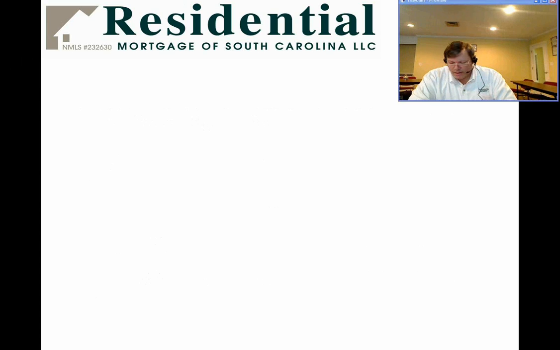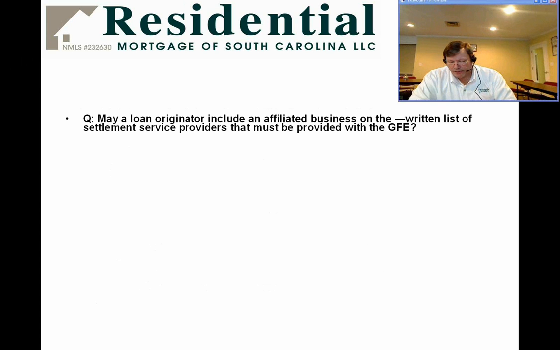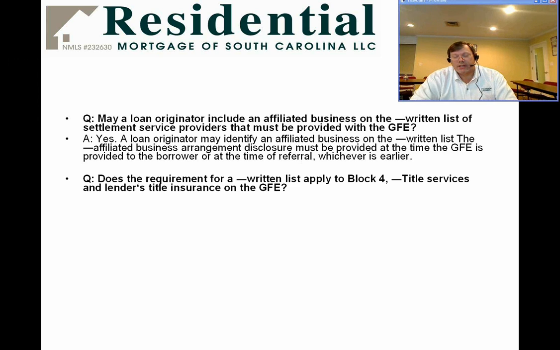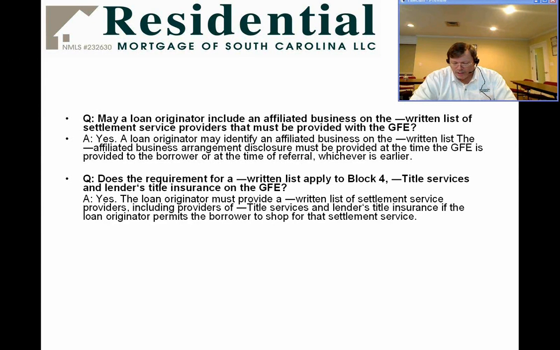What we're going to be talking about on page 7 is whether or not the loan originator can include an affiliated business on the written list of settlement service providers. And of course the answer to that is yes. Does the requirement for a written list apply to Block 4, that's title services and title insurance on the GFE? That would be the next question, and the answer to that is yes as well. So this, while it may seem complicated, really isn't.